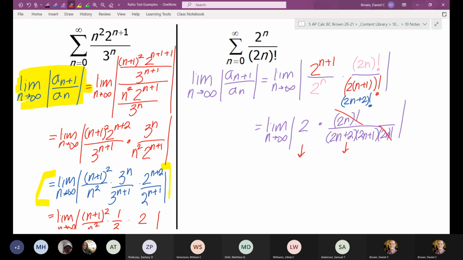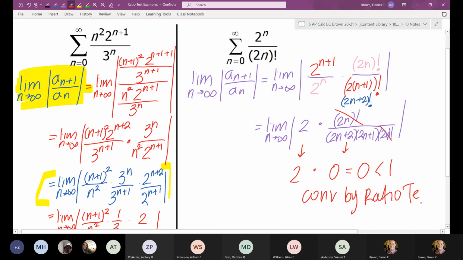Taking your limit, that's going to be the coefficient of 2 times the limit of that second fraction, 0, which is going to give you 0. Why is that 0 important? It is less than 1. So we know that the series is going to converge by the ratio test.